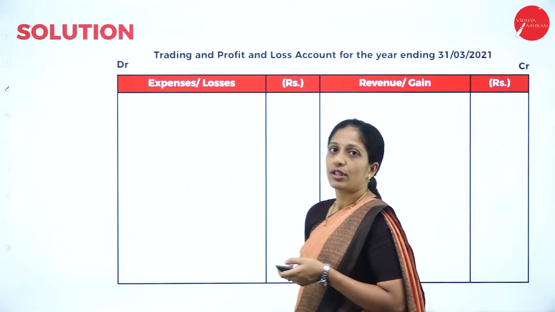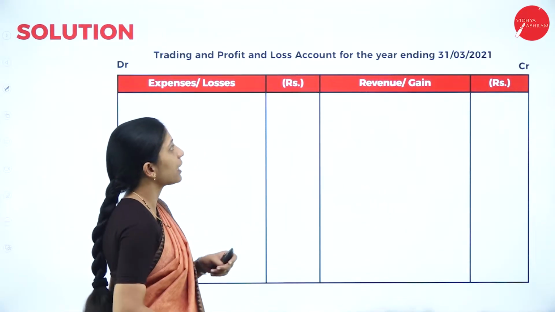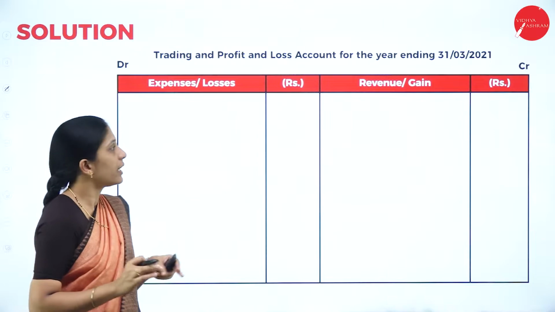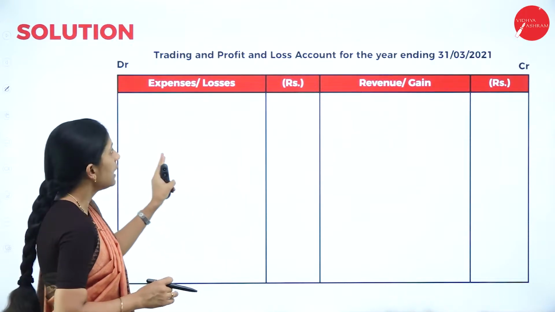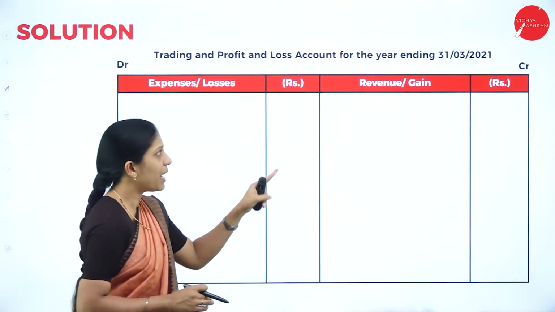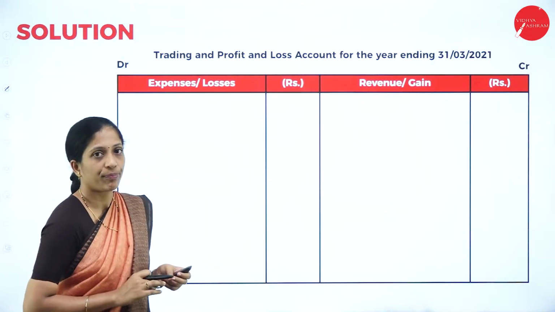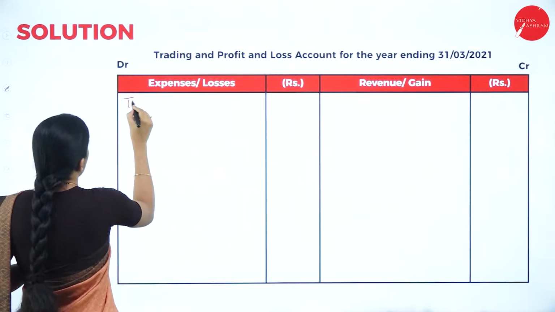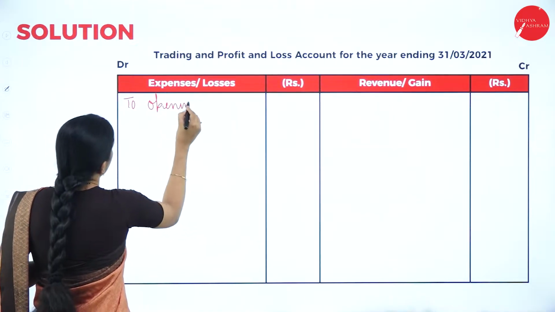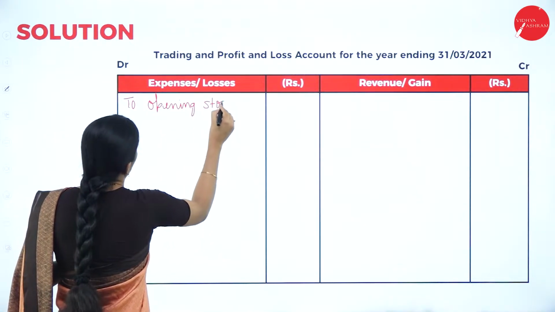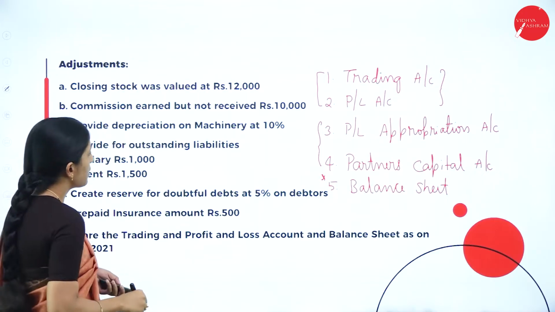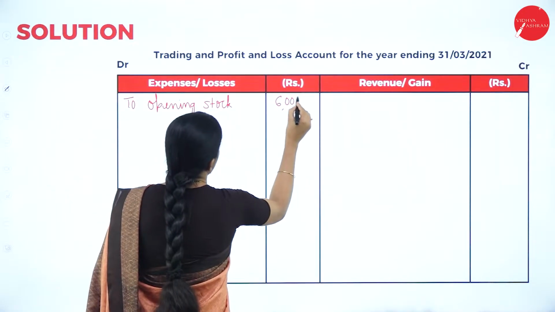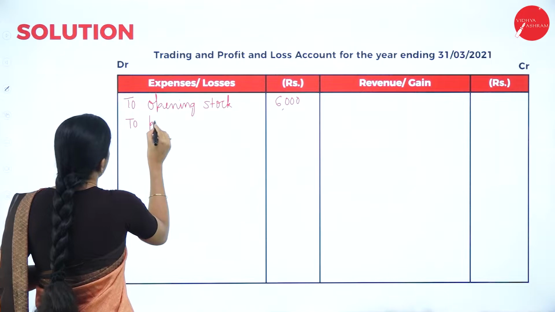Now, first we are going to prepare your trading profit and loss account for the year ending 31st/3/2021. Okay. Now, what is the format of your trading account? You have debit as well as credit side. Under debit side, expenses or losses amount, credit side, revenue or gain amount. Now, how do you start your debit side? So, we will start with trading account, that is to opening stock. Now, see your trial balance. In the trial balance, we have opening stock. How much? 6,000. To opening stock, 6,000. Next, to purchases.